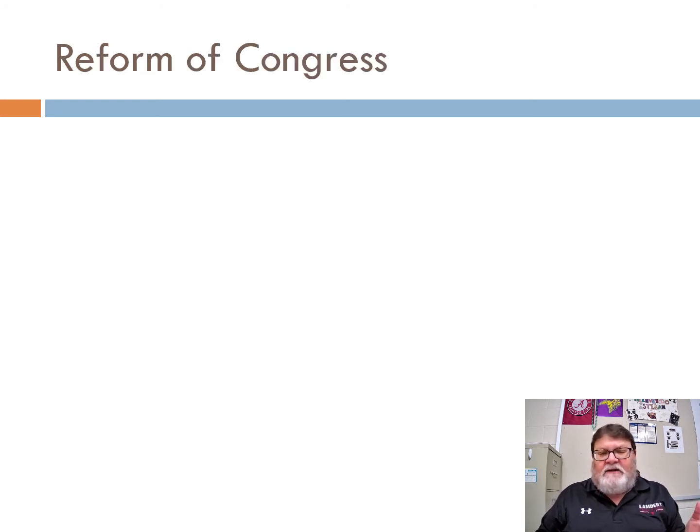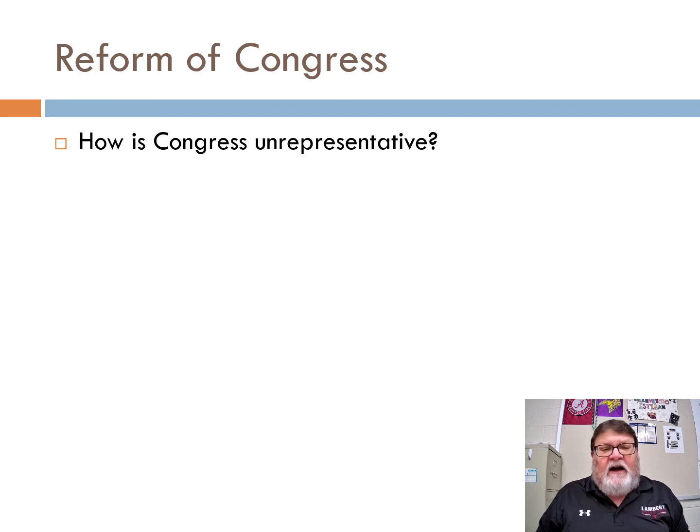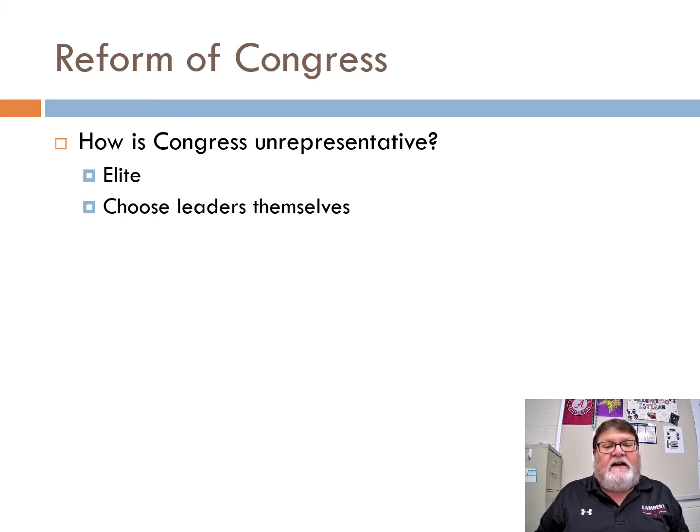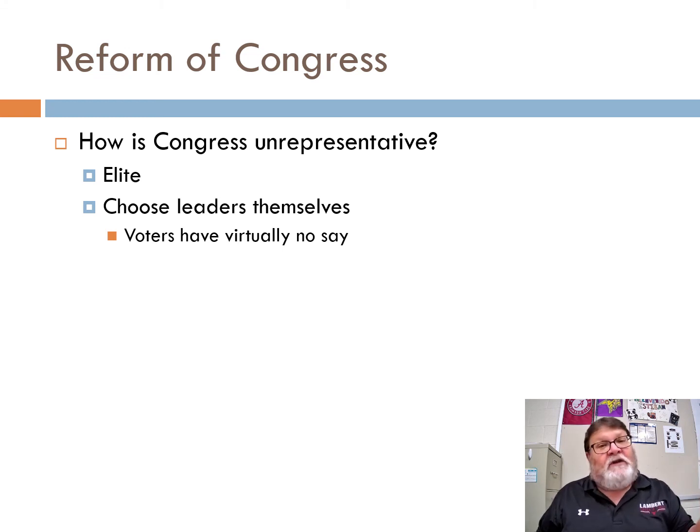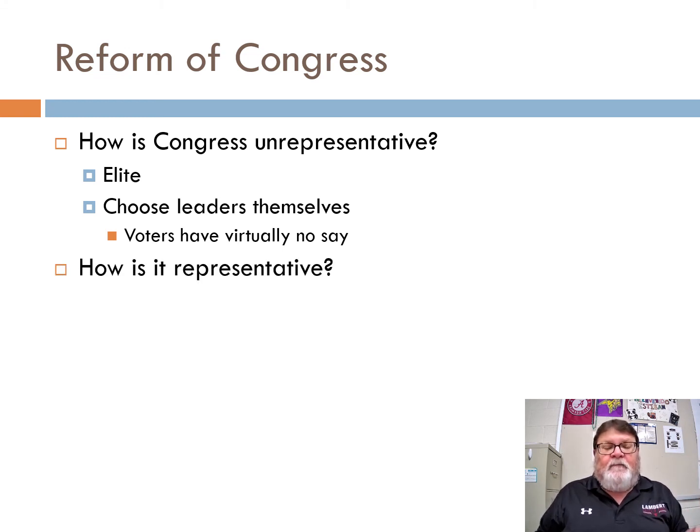Last subject, reform of Congress. We're going to get through this quickly. The idea that Congress is unrepresentative is out there, and it is in some ways. It is the elite. There's no doubt about it. Members of Congress are what we would say are the elite of society. They choose their leaders themselves. We don't have a voice. We have no say in how they choose their own leadership, which is an influence on them.